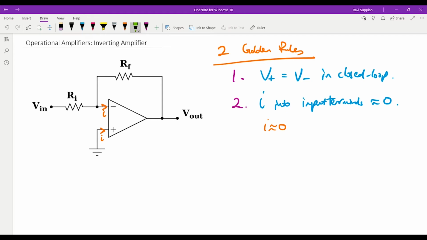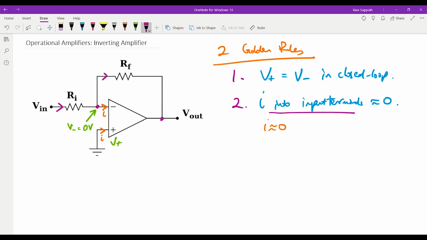Since V plus here is connected to ground, we can look at golden rule 1 and say that the terminal over here, which is connected to V minus, is also equal to ground, which is 0. Now, the second rule says that there is no current flowing into the input terminals, so whatever current is flowing from V in to this node is the same current that is going to flow from this node over here to the V out terminal.